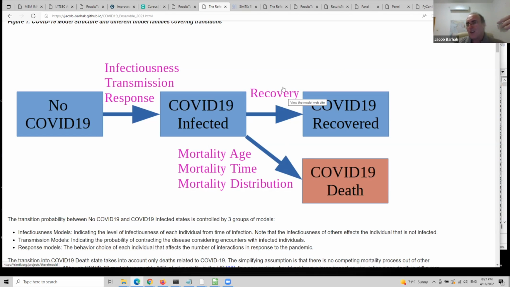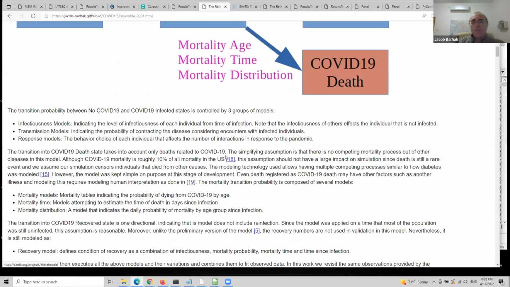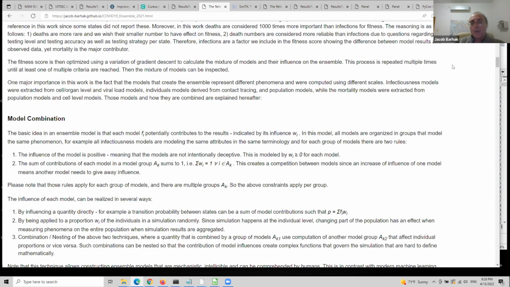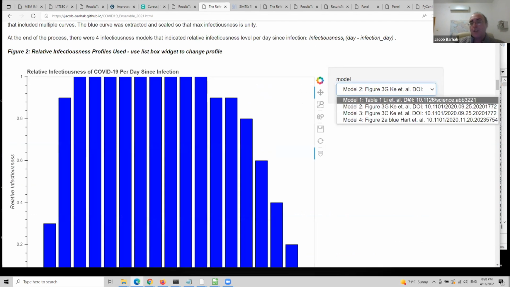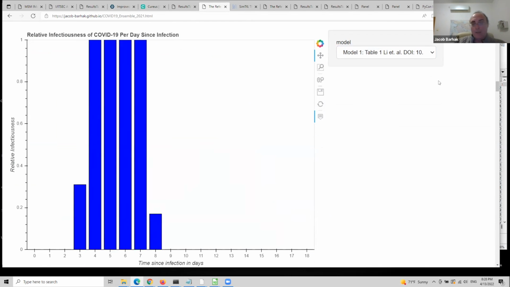There is only one recovery model, but since I'm modeling the beginning of the pandemic, recovery is not very important. And then there are multiple mortality models. I'm going to show them later. Notice I can interact with the paper and you have links to it, but those are the infectiousness models, and they come from multiple sources.